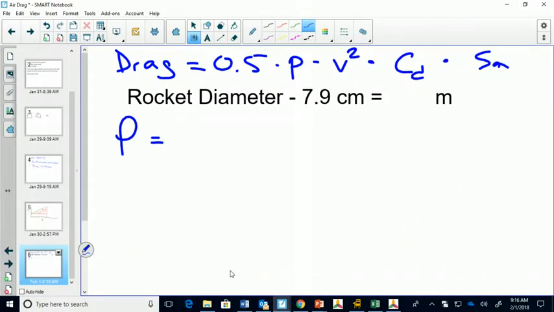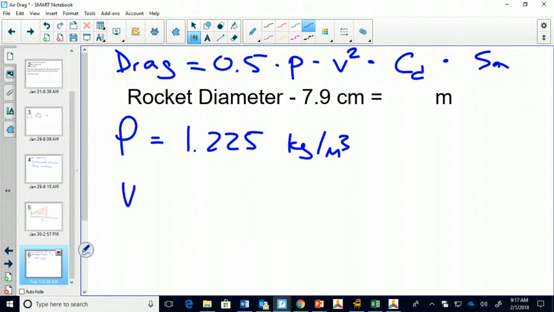Okay, sorry, what was my number again? 1.225. Okay, and again, that's kilograms per meters cubed. Our velocity is a question mark, because right now we don't really know what that would be. Okay? How about if we just make a guess that we're going at 125 meters per second? We'll go with that, and we can change that.